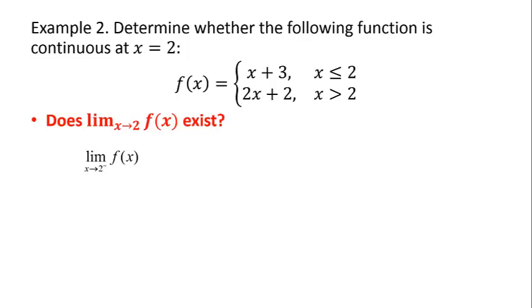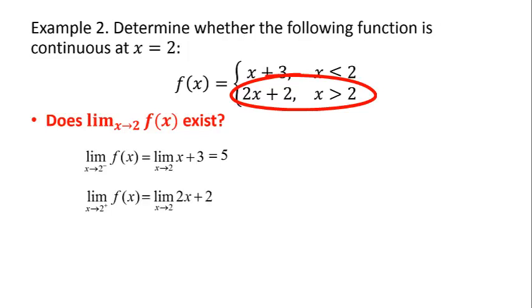Since f is a piecewise function with different definitions to the right and left of 2, we will use one-sided limits. First, let's find the limit of f as x approaches 2 from the left. Since we are approaching x equals 2 from the left, we want to use the definition x plus 3. Evaluating, we see that the limit from the left equals 5. Now let's compute the limit of the function as x approaches 2 from the right. Here, we will use the definition 2x plus 2. Evaluating, we see that the limit from the right is 6.